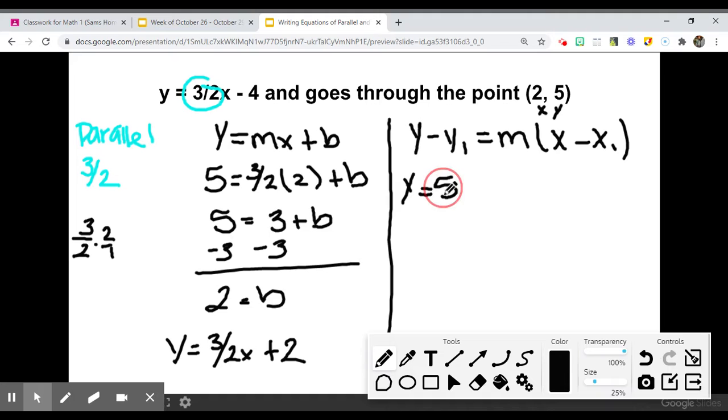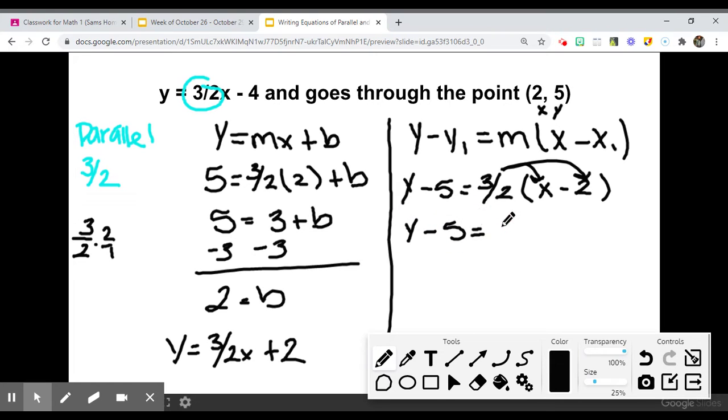So y1 is 5, and that's supposed to be a subtraction sign, my apologies. My slope is the same because it was parallel. So let's do 3 over 2 times x, and then we're going to subtract 2. This requires us to use the distributive property. Again, you can choose which format you want to use. So we have y minus 5 is equal to 3 over 2 x, and then the same multiplication that we did over there, over here as well, except it is going to be a negative 3. Here we're going to add 5 to both sides to get y by itself.